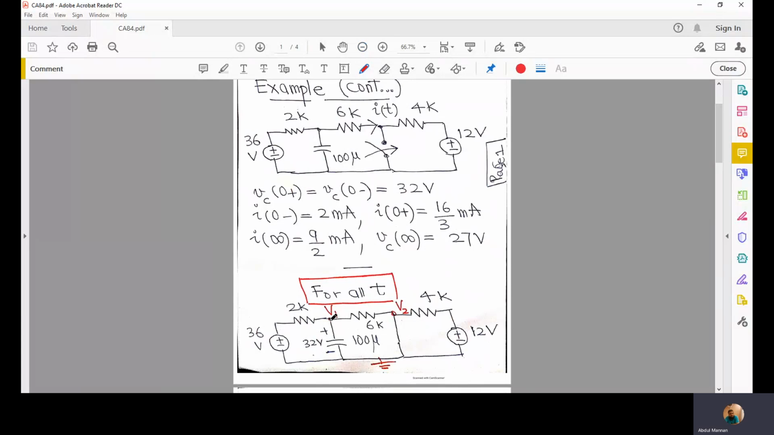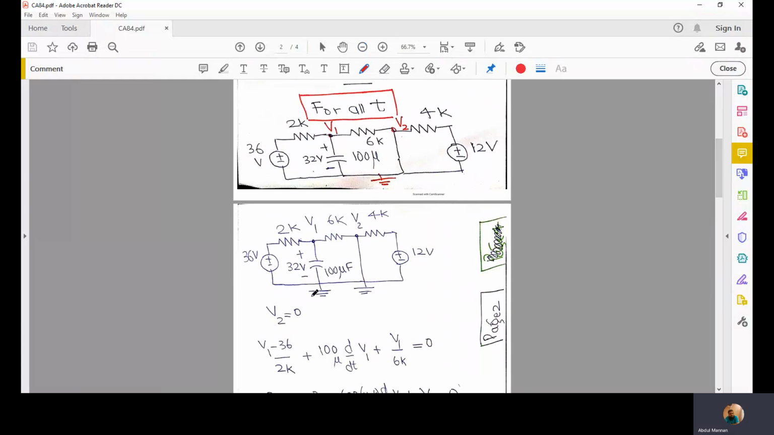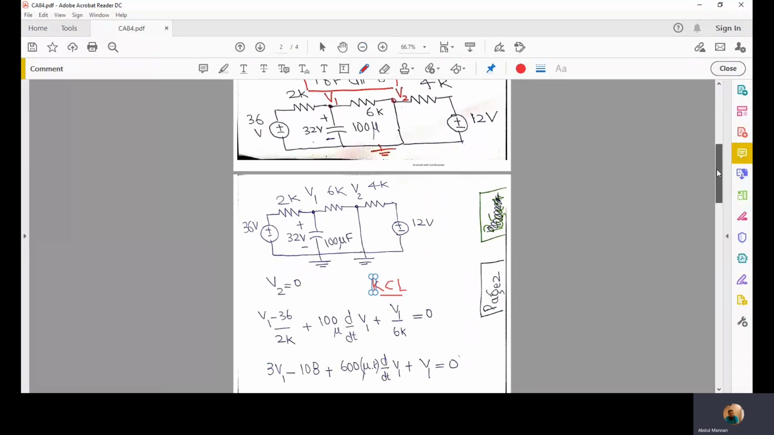So we have to compute this V sub C of t, V1, and this V2. Surprisingly, this V2 is directly connected to ground, making our life easier, because V2 is 0. So V2 can be safely written equal to 0. And for V1, we will write the KCL equation, Kirchhoff's current law equation, assuming all currents are moving away from that node, and we'll write all the currents moving away from the node as positive values.